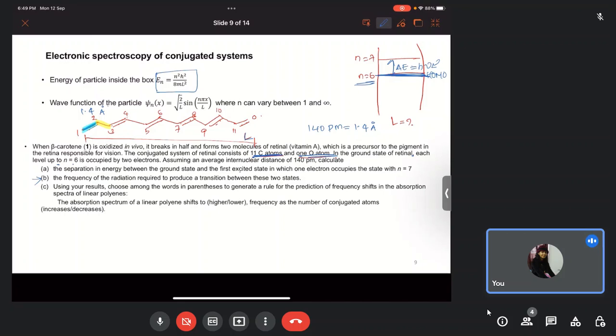Now we know the average bond length is 1.40 angstrom. We have 1, 2, 3, 4, 5, 6, 7, 8, 9, 10, 11 such bonds, so we have to find the L value for it. If you just have something like this, let's find how much this one will be if this is 1.40 angstrom.